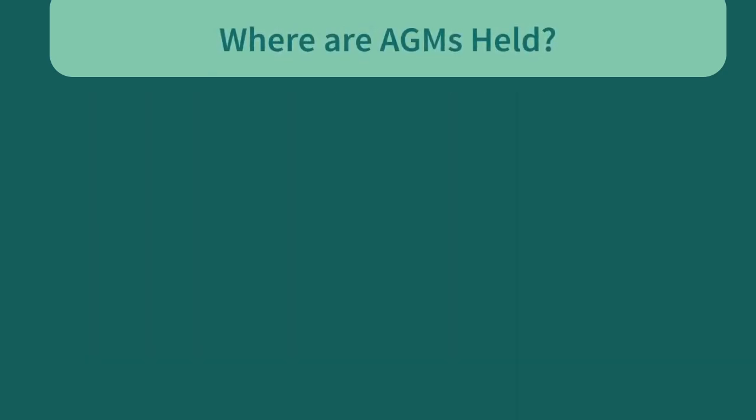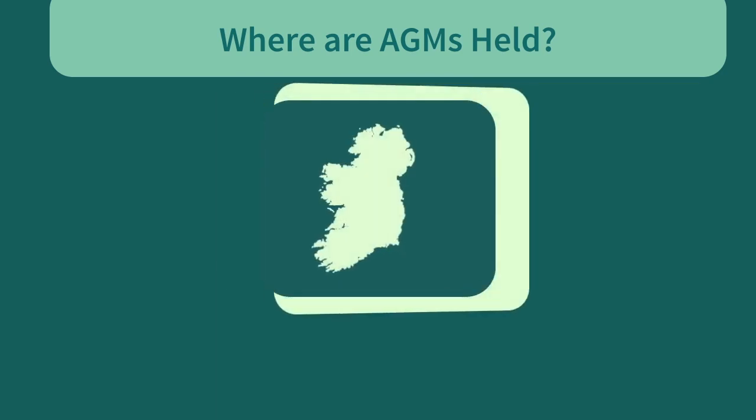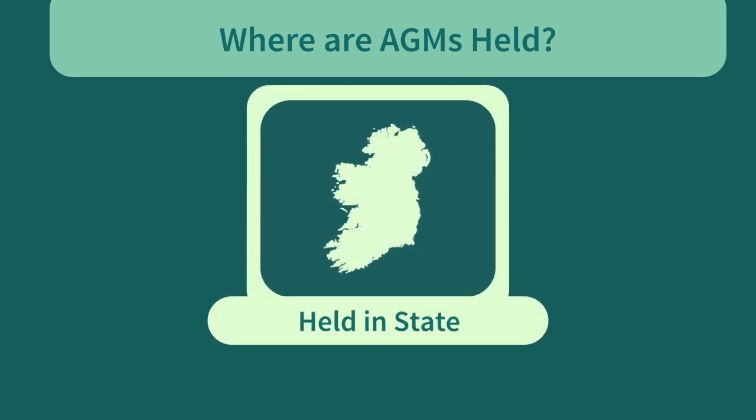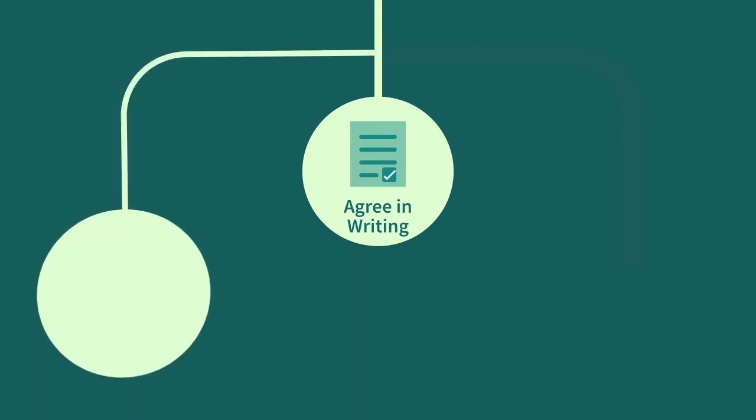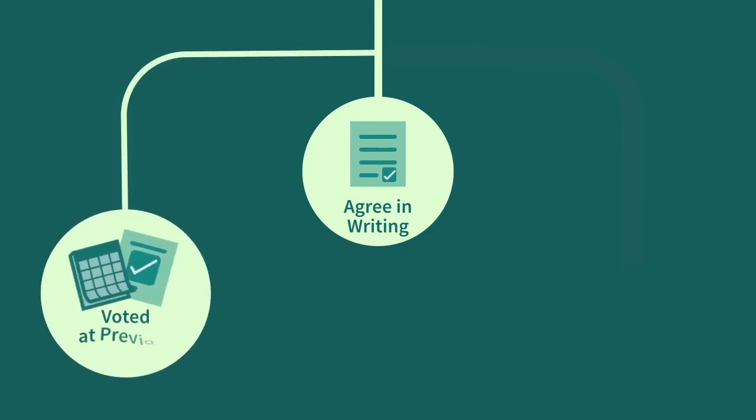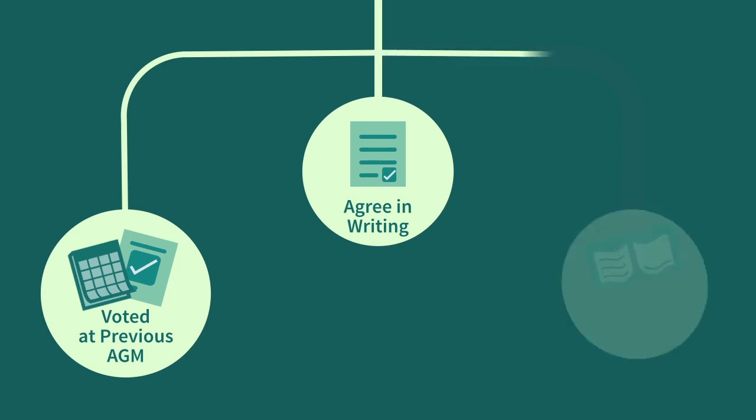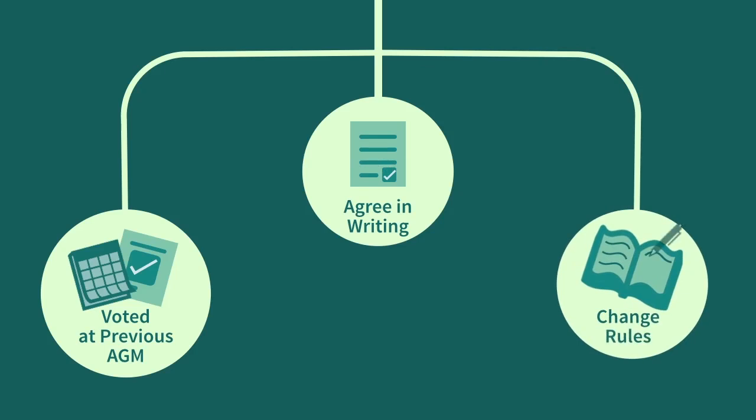Where are annual general meetings held? Every annual general meeting, ordinarily, must be held in the state, unless all the members entitled to attend and vote agree in writing to hold the annual general meeting elsewhere, or the members voted at the previous annual general meeting to hold the next meeting outside the state, or the company changes its internal rules to allow the annual general meeting to be held outside the state.